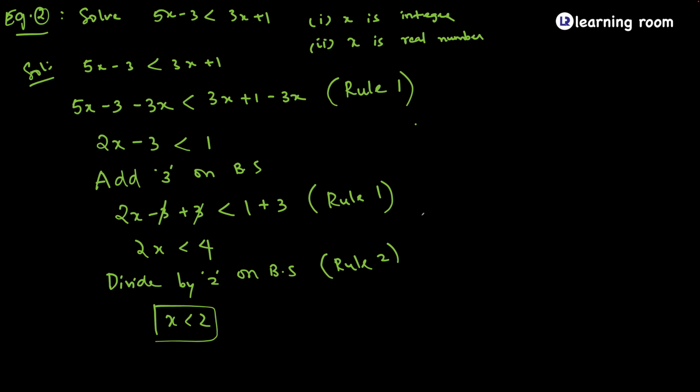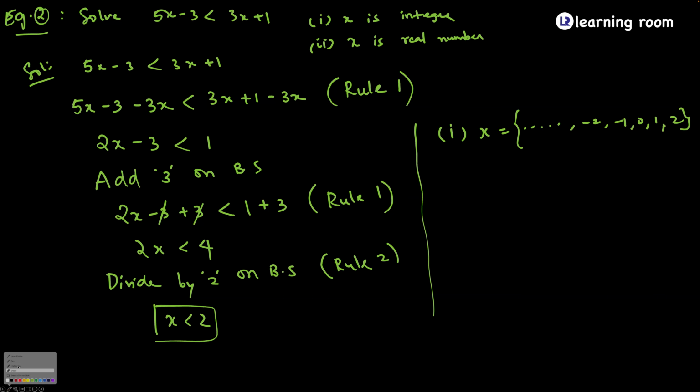So for the first case, if it is going to be integer, then x will be equal to dot dot dot, minus 2, minus 1, 0, 1, 2. Oh, it is only till 1, because x is strictly less than 2. So it will take only till 1. Similarly, the second case is x is a real number. So x belongs to, x is less than 2 means it is from minus infinity to 2, open bracket.